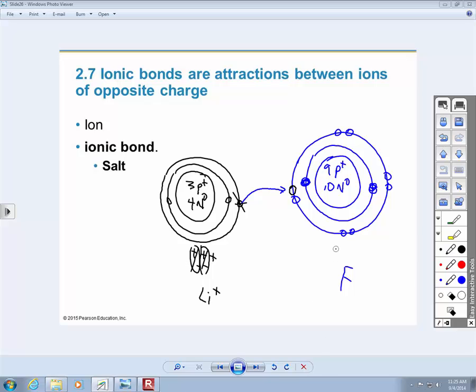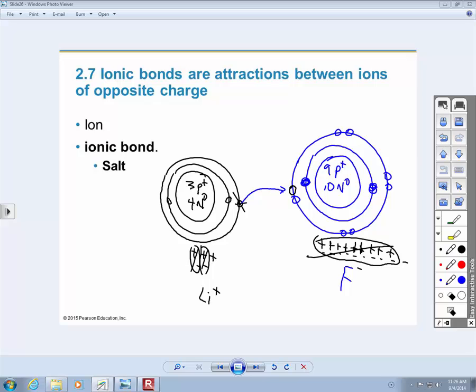And then fluorine, I have 9 positives and I have 10 negatives. So we could do 1, 2, 3, 4, 5, 6, 7, 8, 9. Those are all positives. And then I have 10 negatives. Of course, all of the positives and the negatives cancel. That leaves me with an extra negative. So that atom now has a negative charge.